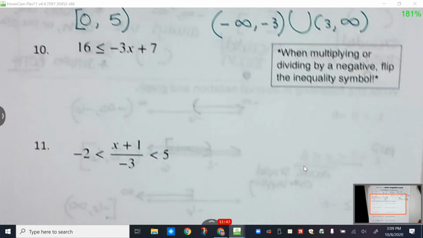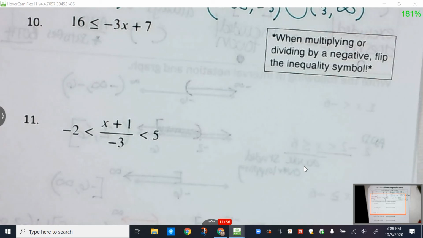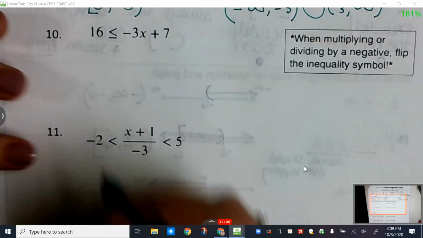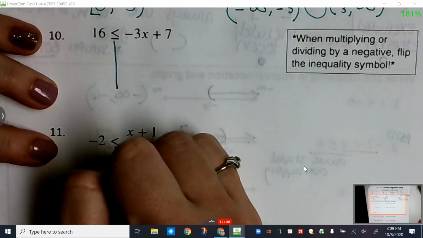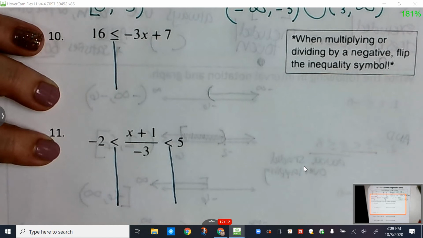Now, I want you to realize everything we've done so far had x already by itself. These last 4 do not have x by itself, so we have to get x by itself so we can graph it and find our interval notation. So you do have to graph these, not just solve them, and you do have to find interval notation, not just graph and solve them. Okay, so let's get started. I like to draw my lines. I'm going to do it on all of them.